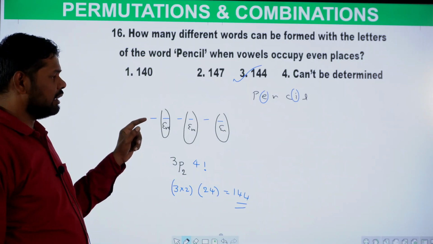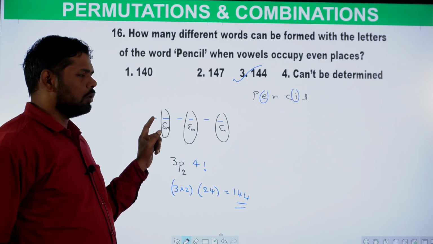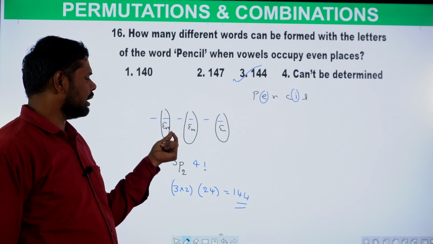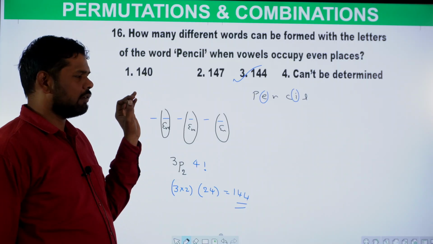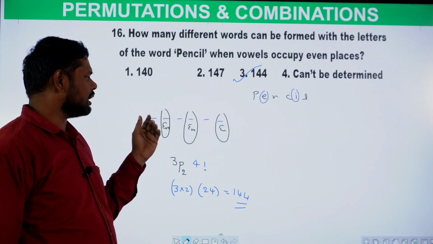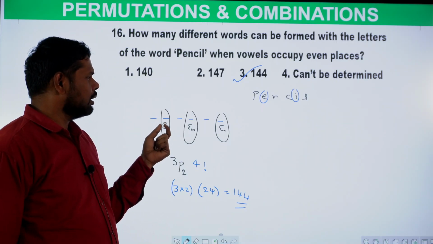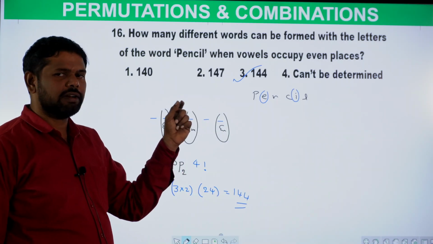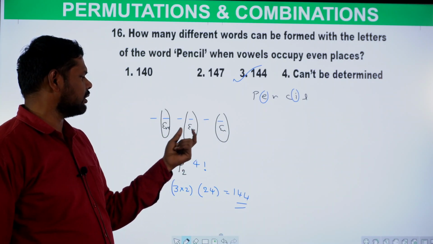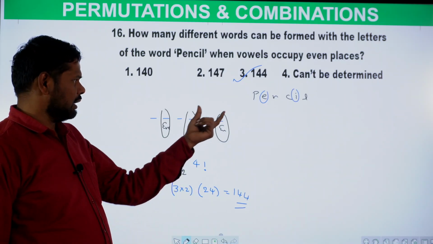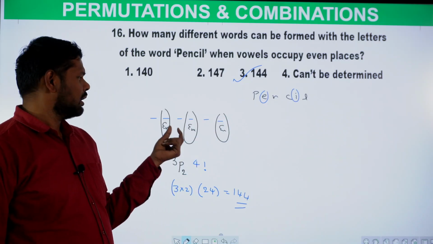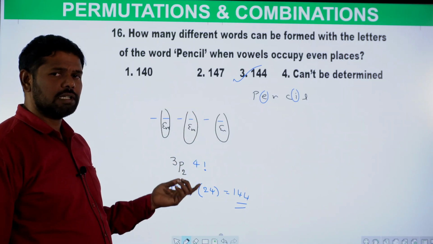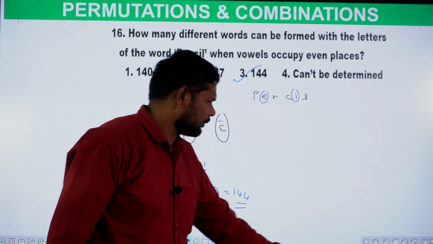Again, this is also important. Even places does not mean that even positions are always occupied with vowels. According to the conditions, whatever the number of vowels, those vowels occupy even positions, but consonants may or may not occupy even positions according to the given number. If 3 and 3, then 3 factorial into 3 factorial. That's it. In this case, 3 vowels can fill those 3 positions in 3 factorial ways, and the remaining in 3 factorial ways. Like that we can solve. Next.